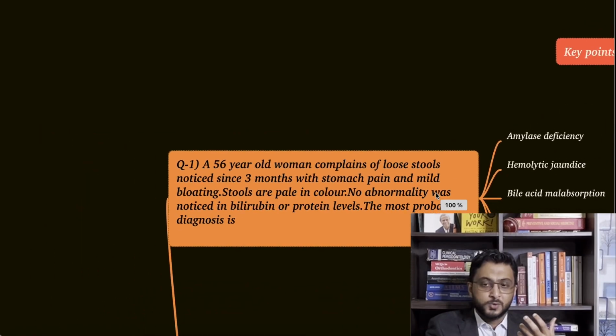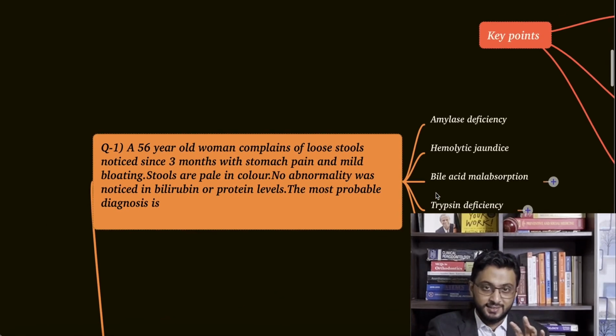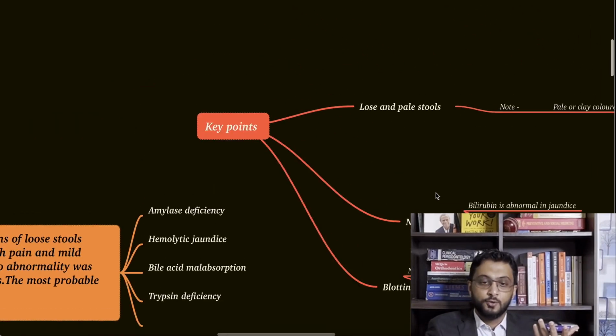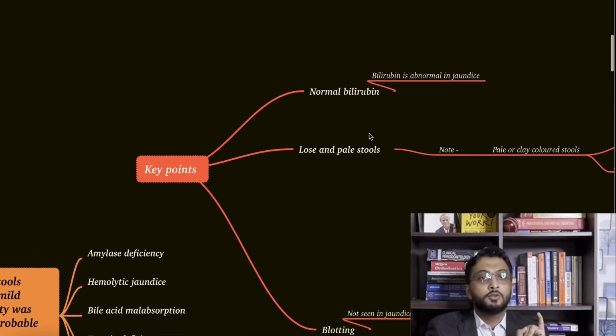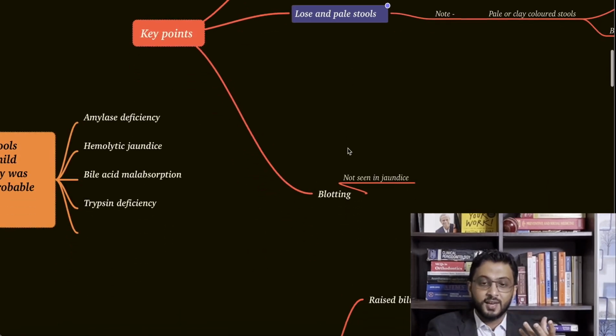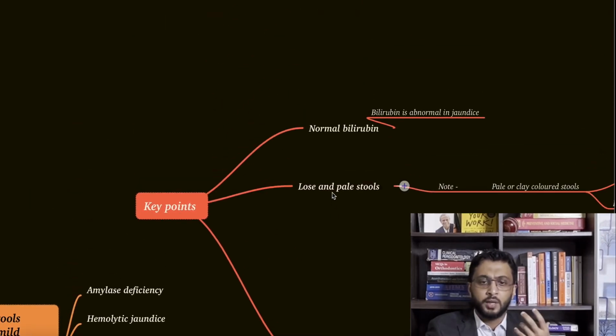My purpose today was not to teach you malabsorption. My purpose was to make you understand the importance of identifying the key areas. In this question, what is the level of bilirubin? Is the bilirubin normal? What is the color of the stools? Is there bloating? Bloating is a very least important factor, because loose pale stools and the bilirubin will tell you what exactly the diagnosis is.